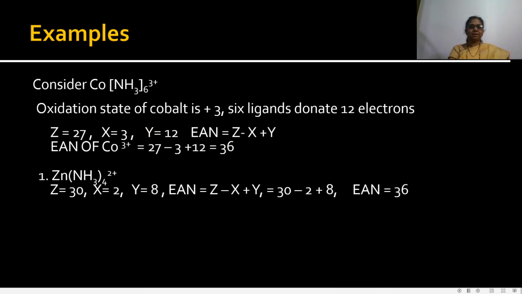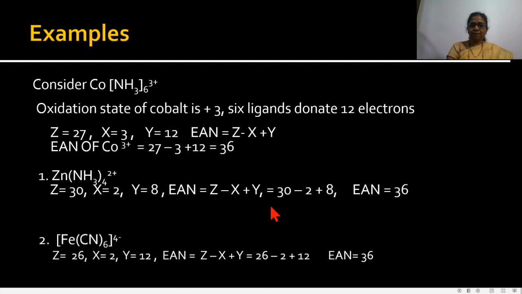In the next example, [Zn(NH3)4]2+, Z is equal to 30, X is equal to 2, Y is equal to 8, because 4 ligands, 4 into 2, is 8 electrons. Then EAN is equal to Z minus X plus Y, which is 30 minus 2 plus 8. EAN is equal to 36. This complex also obeys the EAN rule because the EAN number is 36, which is equal to the noble gas electronic configuration. That's why it obeys the EAN rule.